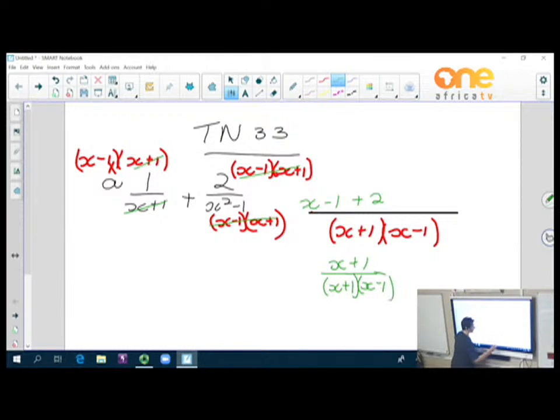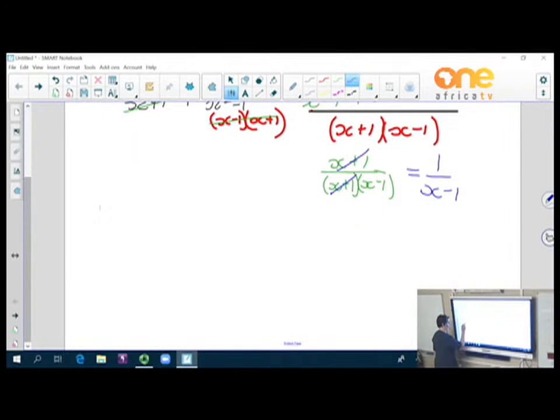Do you think this one can factorize further? Yes, it can, because I can still cancel this x plus 1 with this one. You will see I cancel it as a whole. So my final answer is 1 over x minus 1. That's then your final answer there. Right, the second one, number B.